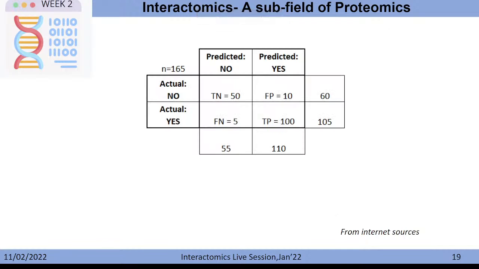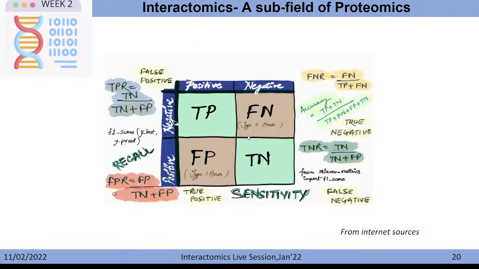So here is another example. You can see the actual and the predicted values. Here you can get true negative, true positive, false positive, and false negative numbers, and calculate accordingly. You can calculate the sensitivity, true positive, false negative, and accuracy. Here you will get all those formulas, and then you can also calculate the precision and the recall.